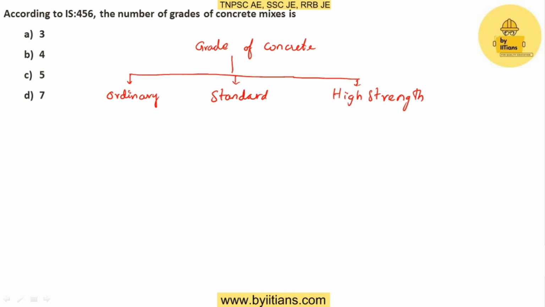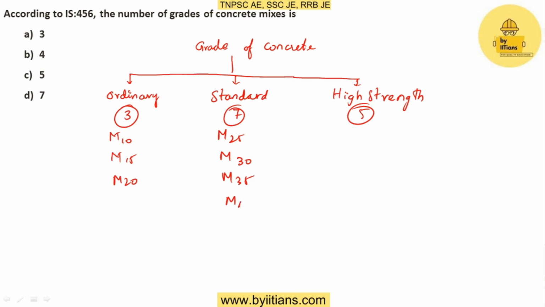Okay, so in ordinary grade of concrete we have 3 grades, and standard grade of concrete has 7 grades. In case of high strength grade of concrete we will be having 5 numbers. So ordinary will be having M10, M15 and M20. In the case of standard we will be having 7: M25, M30, M35, M40, M45, M50 and M55. Coming to the high strength grade of concrete we will be having 5: M60, M65, M70, M75 and M80.